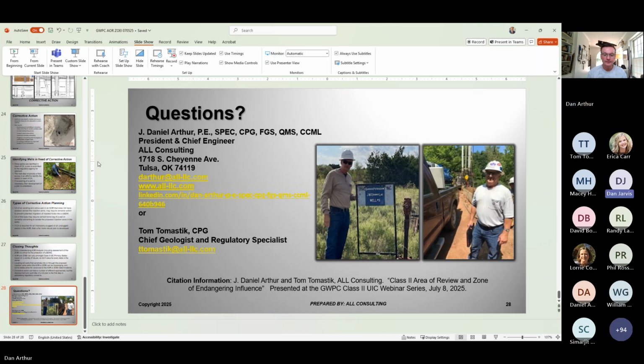Okay, I think this one will be easy for you, Dan. David Cates wants to know, would you use the specific gravity of the formation or of the injectate in the ZOE calculation? And how do you determine the specific gravity for the injection zone?